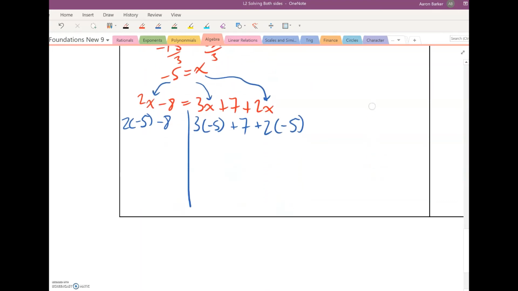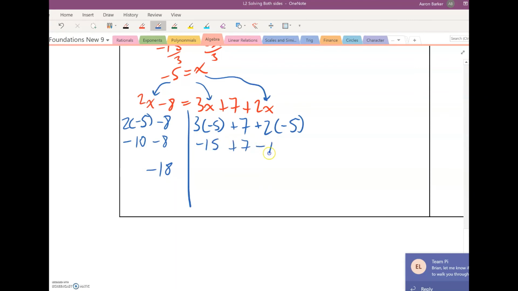What you have on the right side is some BEDMAS. So now you're just going to solve each side separately. So -10 minus 8 is -18. Over here, -15 plus 7 minus 10. So I'm just doing a little multiplication, starting my BEDMAS. -15 plus 7 is going to be -8, and the minus 10 doesn't change, -18.